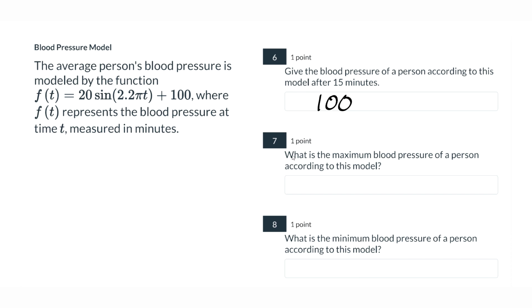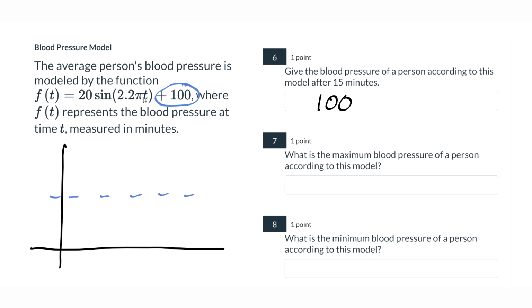Okay, the next question asks, what is the maximum blood pressure of a person according to this model? All right, now this model might look really confusing because we've maybe not talked much about a lot of applications of sine models. Let's try to make some sense of this. Hopefully you're familiar with the idea of this plus 100 being our c value, which means that's our midline. So let's say your midline's at y equals 100. Like let's say this is 100.